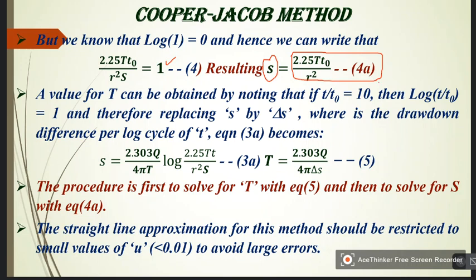a value for t can be obtained by noting that if suppose t by t naught, some 2 time differences we will consider, t and some other time, I mean t naught is the initial time and some other time t, such that this difference t by t naught is equal to 10. That means 1 log cycle. So log t by t naught will be equal to 1.